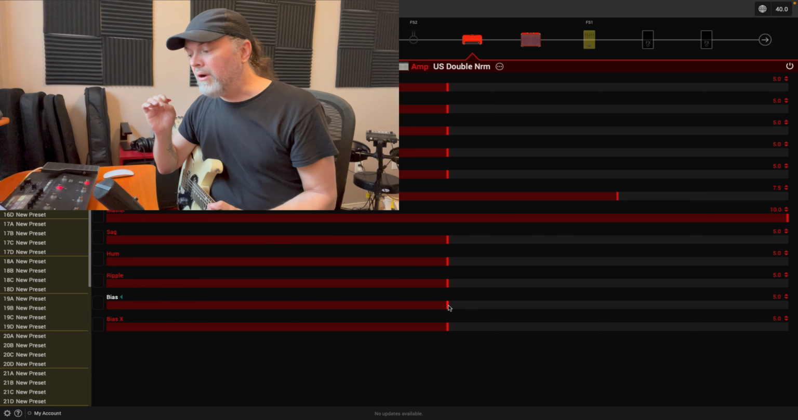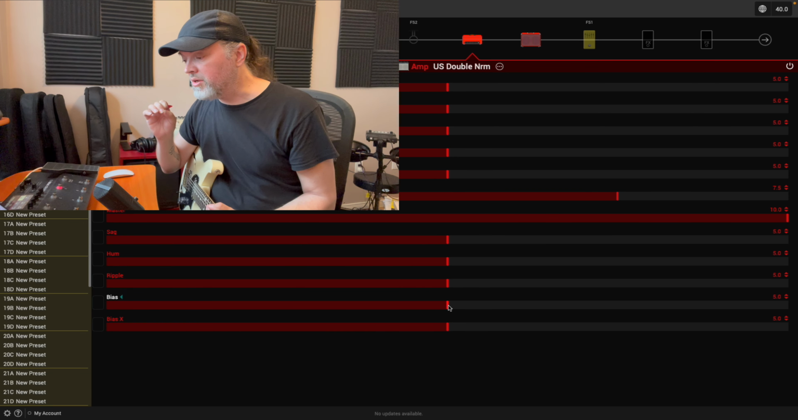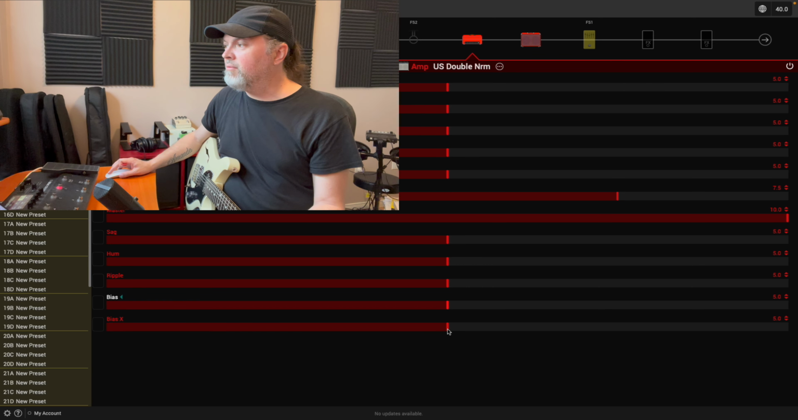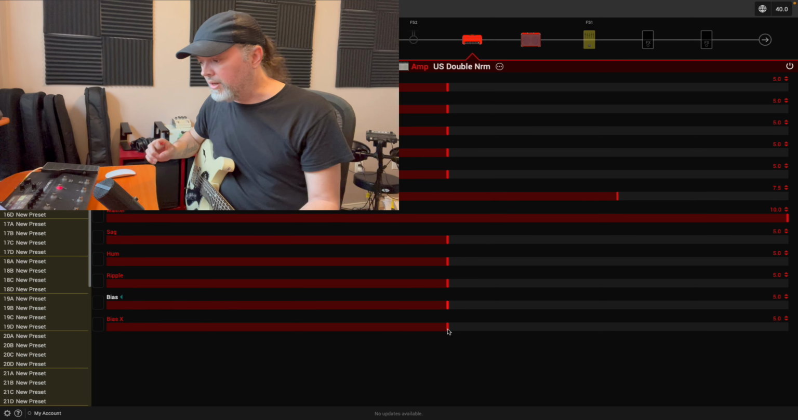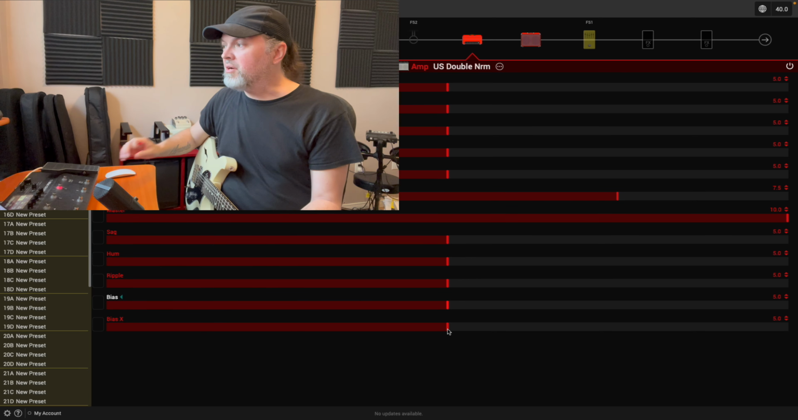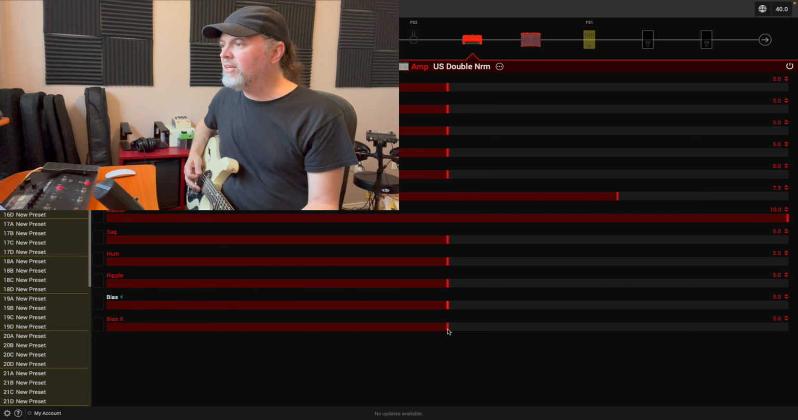Bias X determines how the power amp tube's voicing reacts when pushed hard. Set low for a tighter feel. Set high for more tube compression. This parameter is highly reactive with the drive and master settings. Okay, well, I believe that, because I found when I put bias X up, it does seem to compress. So here's bias X at 5.